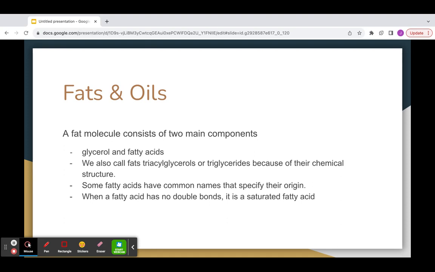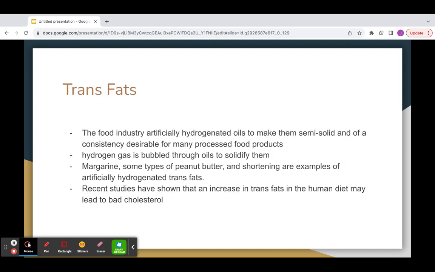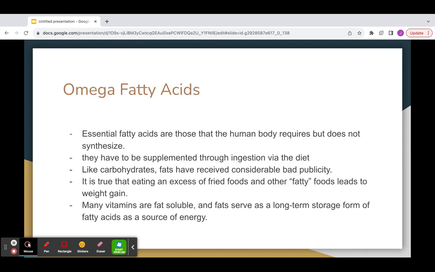A fat may contain similar or different fatty acids attached to the glycerol. Omega-3 fatty acids fall into this category and are one of the only two essential fatty acids known for humans. These polyunsaturated fatty acids are omega-3 because a double bond connects the third carbon from the end of the hydrocarbon chain to the neighboring carbon. Essential fatty acids are those that the human body requires but does not synthesize. They have to be supplemented through ingestion via the diet.